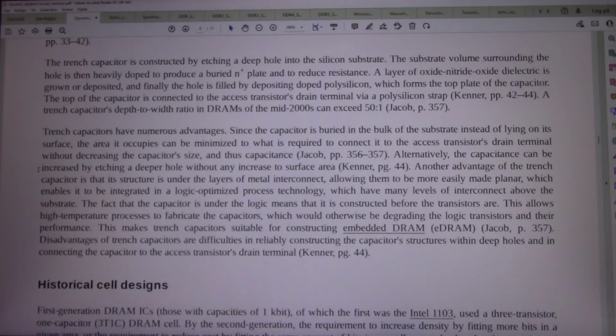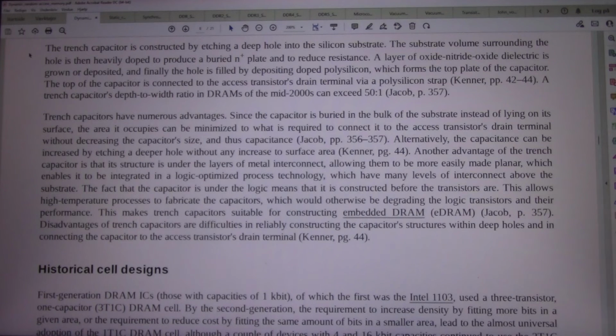Kenner pp. 33-42. The trench capacitor is constructed by etching a deep hole into the silicon substrate. The substrate volume surrounding the hole is then heavily doped to produce a buried N+ plate and to reduce resistance. A layer of oxide-nitride-oxide dielectric is grown or deposited, and finally the hole is filled by depositing doped polysilicon, which forms the top plate of the capacitor. The top of the capacitor is connected to the access transistor's drain terminal via a polysilicon strap. Kenner, pp. 42-44. In trench capacitors, the depth to width ratio in DRAMs of the mid-2000s can exceed 50:1.